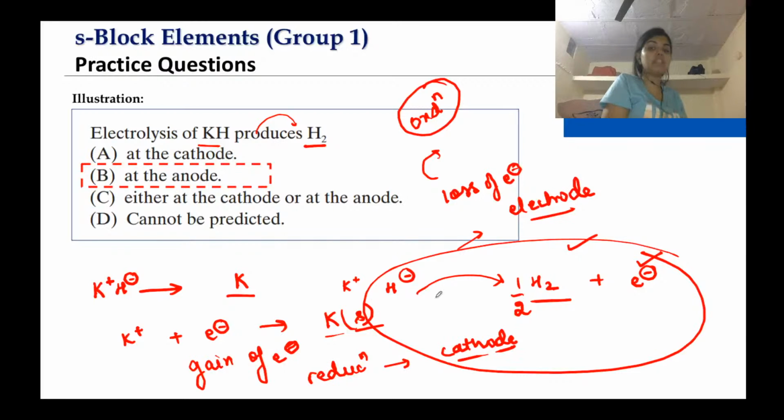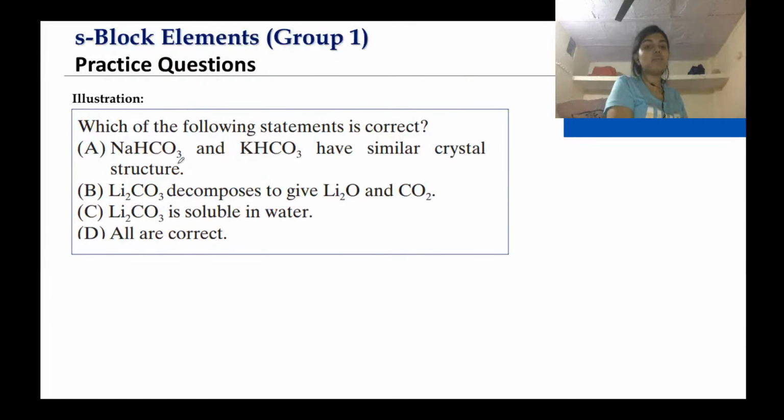Always remember that on anode oxidation will take place. That means loss of electron will take place, and at cathode reduction will take place. That means gain of electron will take place. Okay. Now next is, which of the following statements is correct?